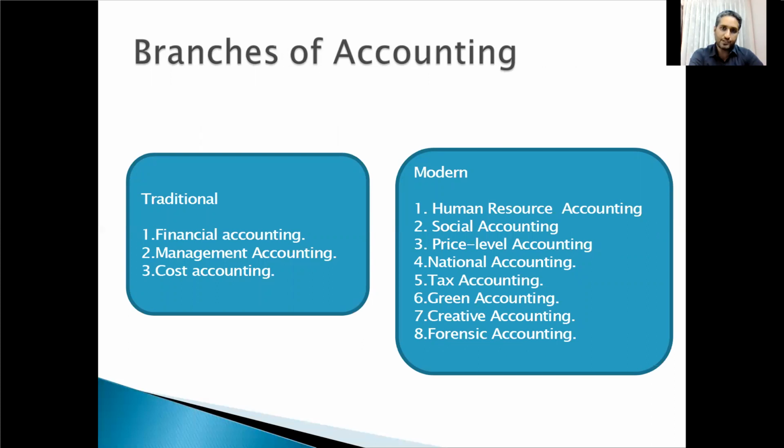This one is very important, branches of accounting. Earlier, there was only the traditional aspect. Now, modern accounting practices have also evolved a few new terms in accounting. Earlier, that was financial accounting, management accounting, and cost accounting. But right now, we are having human resource accounting, social accounting, price level accounting, national accounting, tax accounting, green accounting, creative accounting, and forensic accounting. So there are a number of branches. And I'm not going into detail here because in your syllabus there are only the traditional accounting aspects.